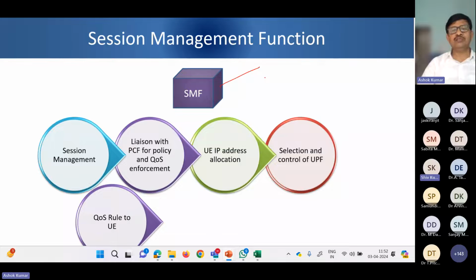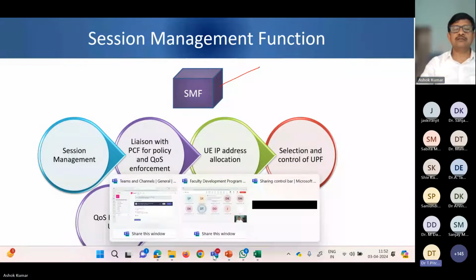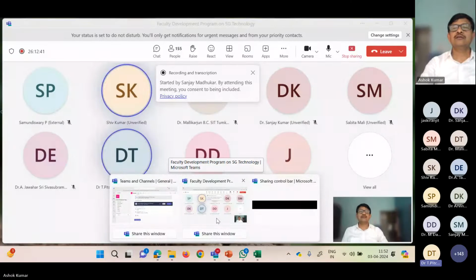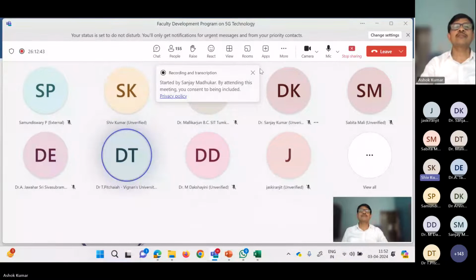Madhukar, can you mute? There's some noise coming. May I request all of you to keep your mic muted? Only when you want to speak, open the mic. Thank you. Still noise coming. Okay, let me go back. Professor Shivakumar, kindly mute your mic.